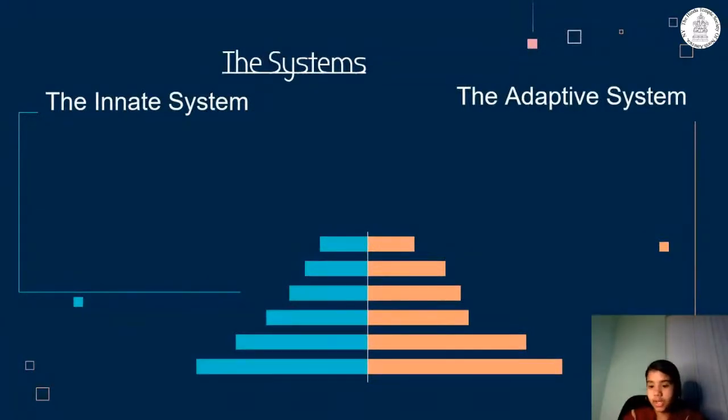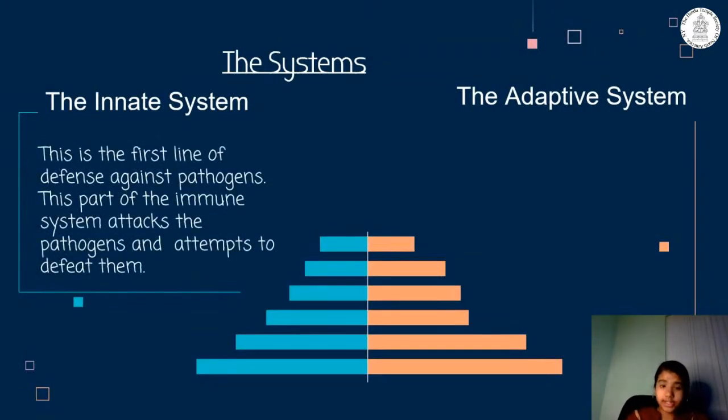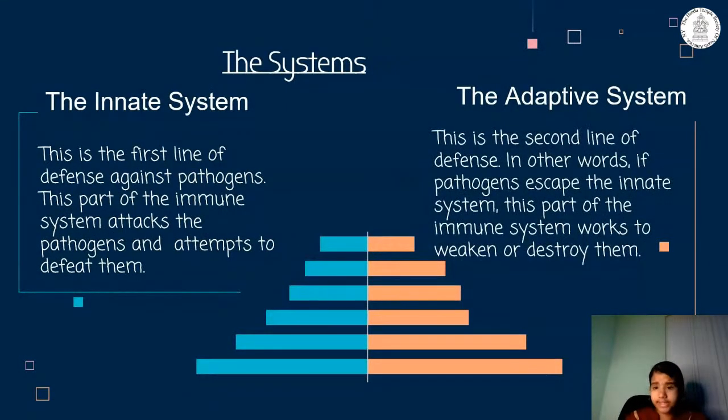Now we're going to be moving on to the two parts. The innate immune system is the first line of defense against the pathogens. This part of the immune system basically attacks the pathogens and attempts to defeat them. And if they get past that, the adaptive system comes into play. This is the second line of defense. In other words, if the pathogens manage to escape the innate system, this part is always ready to be a second line of defense to help weaken or even destroy them.